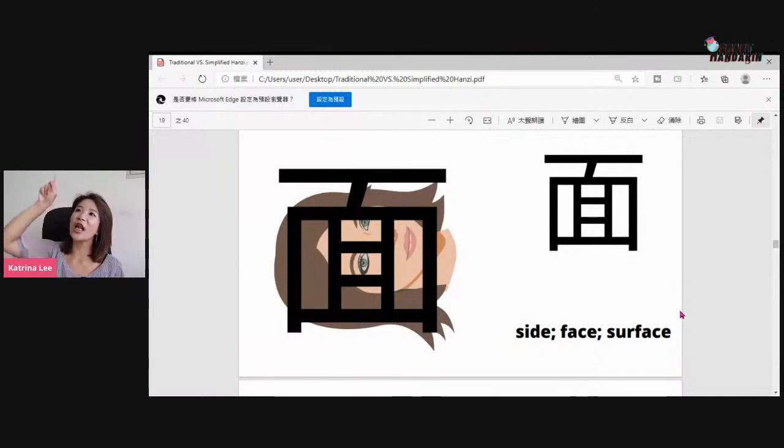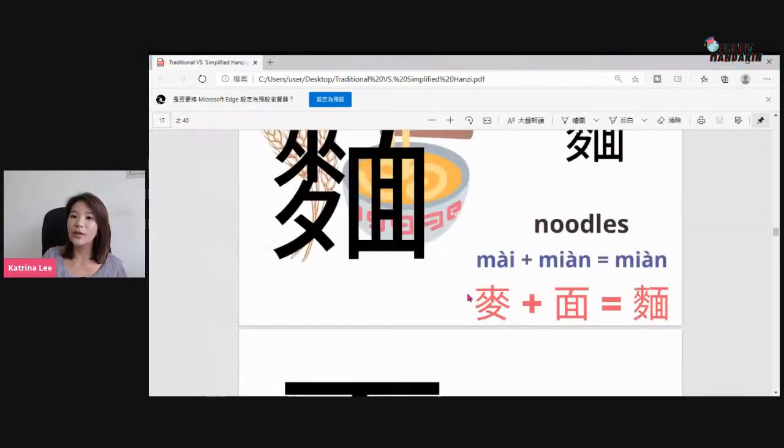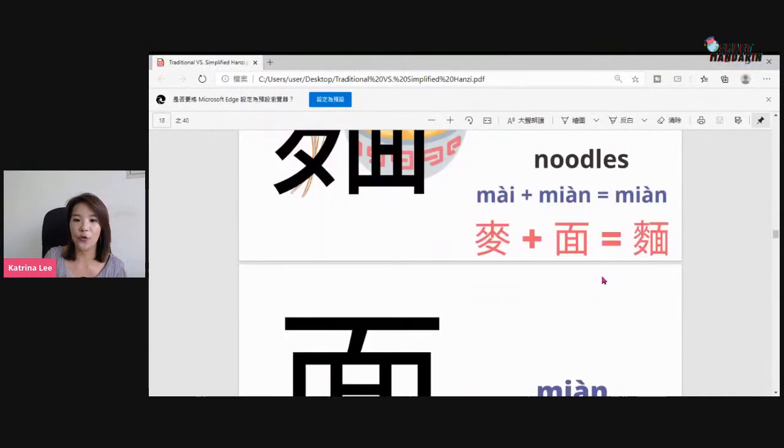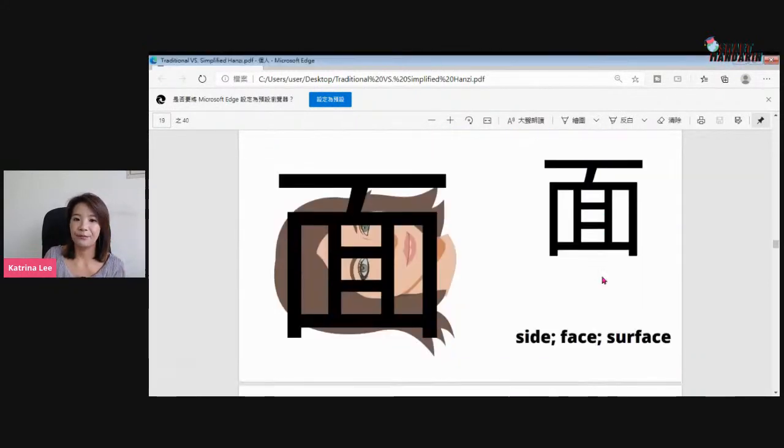So when you say 上面, 下面, 里面, up, down, inside, this 面 means face, surface, side. If you want to eat noodles, 吃面 is this 面, this noodles. Okay, so this is the traditional character. I just show you the idea.